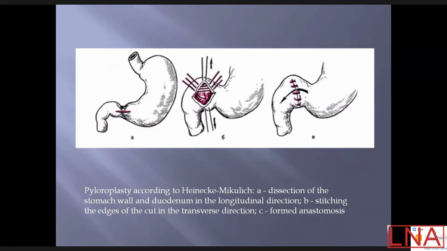So, excision of the perforated ulcer with pyloroplasty and vagotomy is performed with a perforated ulcer of the anterior wall of the duodenal bulb without significant inflammatory infiltrate.